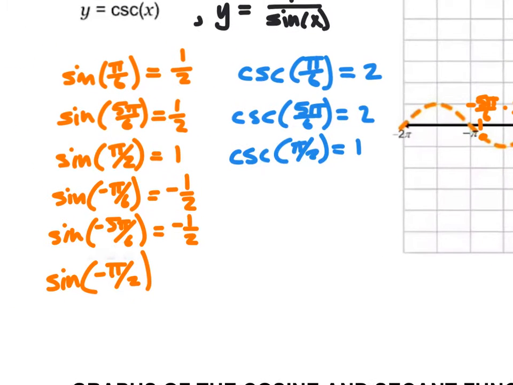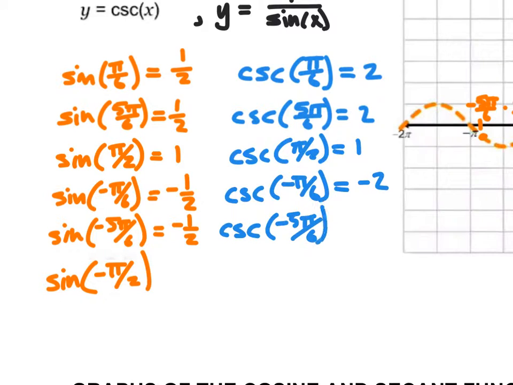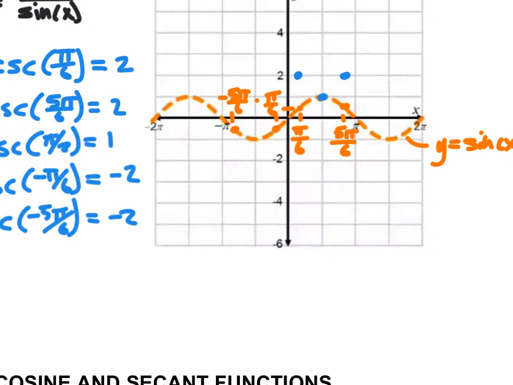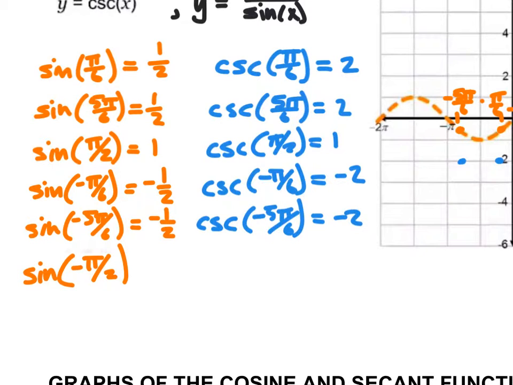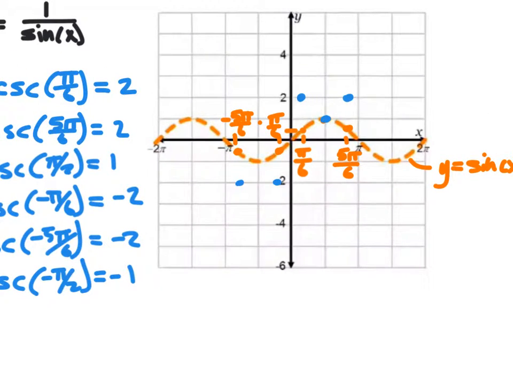Now, if we find the reciprocal of those, cosecant of negative pi over 6 is going to give us a value of negative 2. Same thing with cosecant of negative 5 pi over 6, which gives us negative 2 as well. So we're going to put those points down here and here. And then at negative pi over 2, we have a value of negative 1. Sine of negative pi over 2 is negative 1, and the same thing for cosecant of negative pi over 2, it's also going to give us negative 1. So we got these points here.